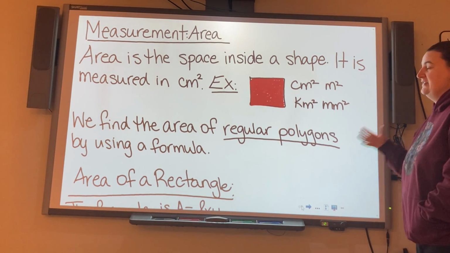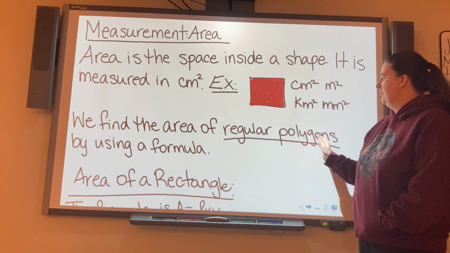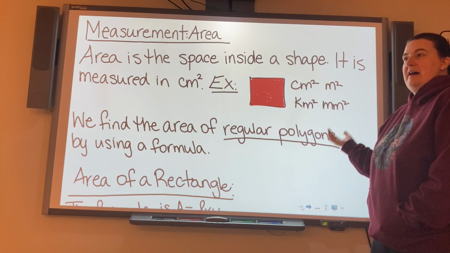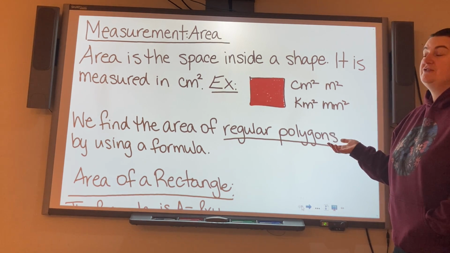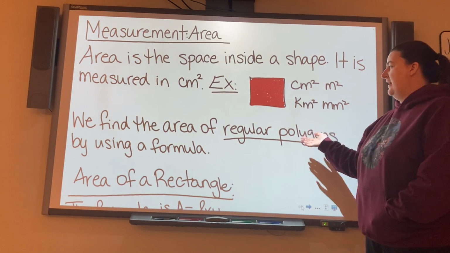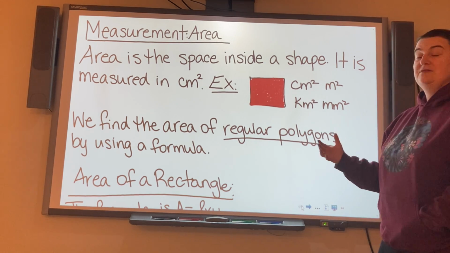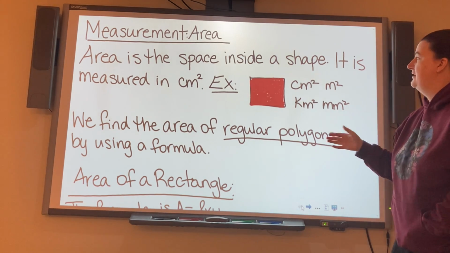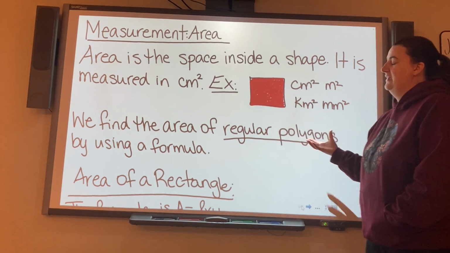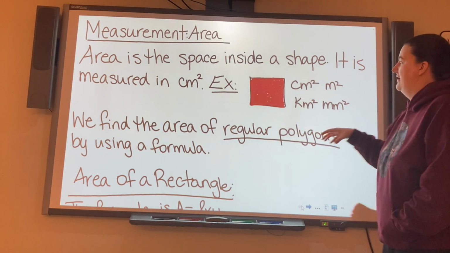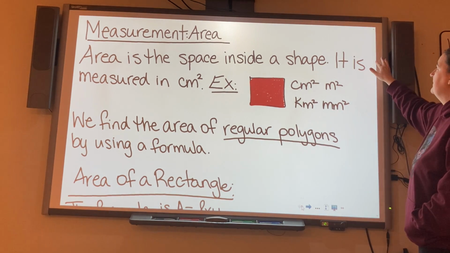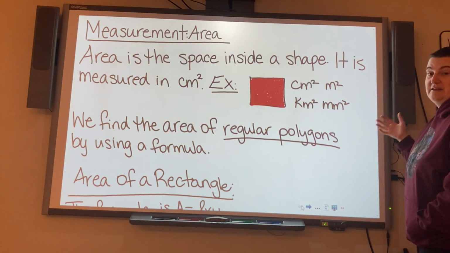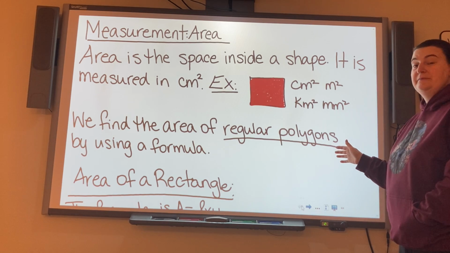So, just like last week, we are going to be working with regular polygons, just shapes that have the same measurement of sides. So we find the area of these regular polygons by using a formula, just like we did last week when we were doing perimeter, but these formulas are different because of course we're finding a different thing. We're not looking at perimeter now, we're looking at area, the space inside. So let's do rectangles and squares today. Don't forget to pause the video, make sure you have all of this written down.